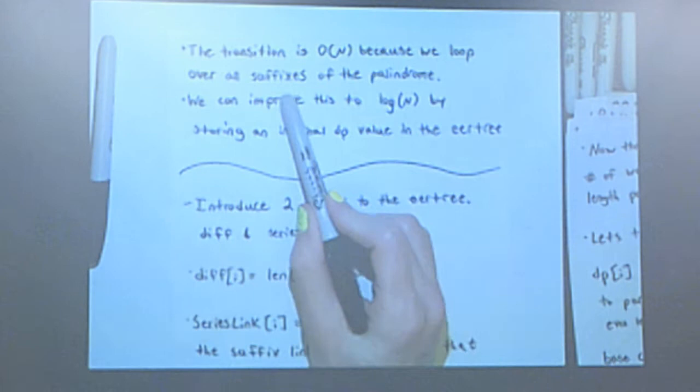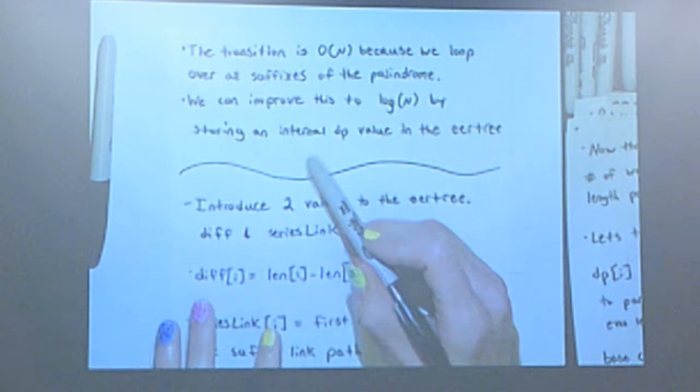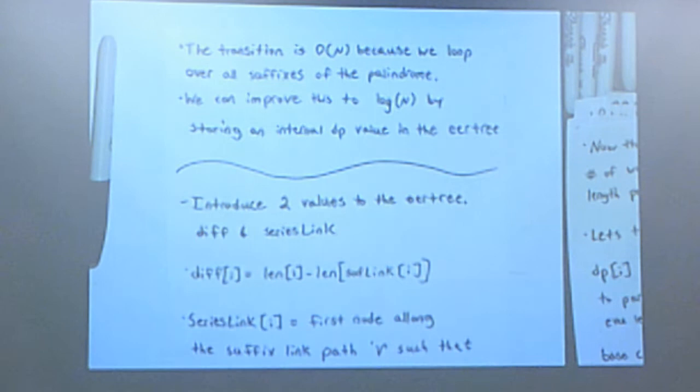So why is this slow? Well, obviously, it's because the transition is of order n, because we're looping over all suffixes of the palindrome that ended at some index. We can improve this to log n by storing an additional internal DP value in the Eertree, and also introducing two more values to our nodes.